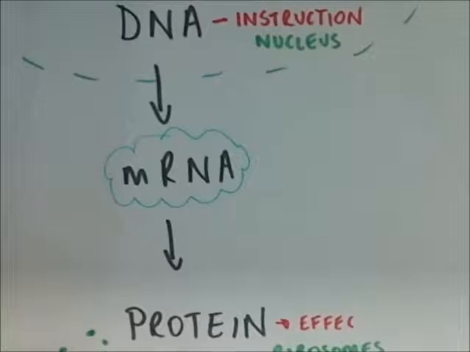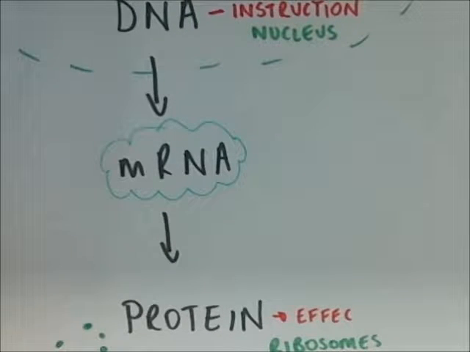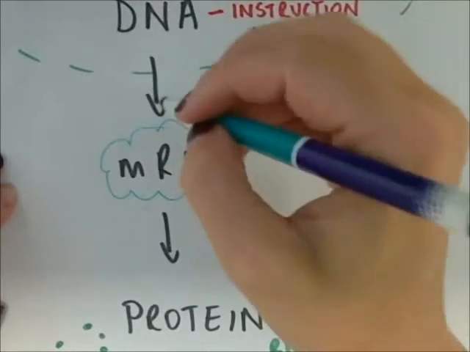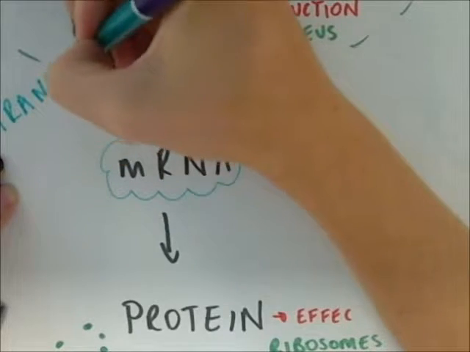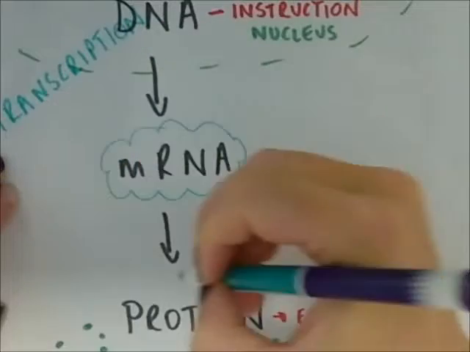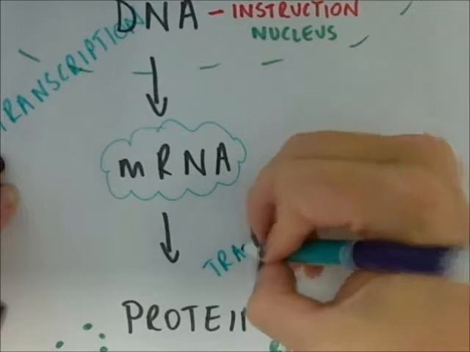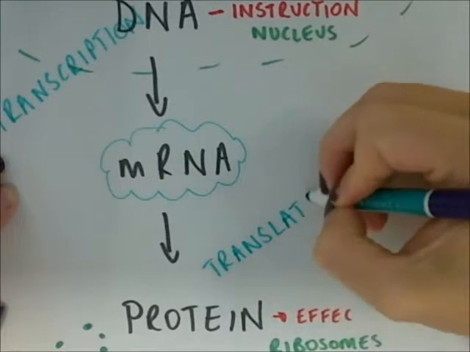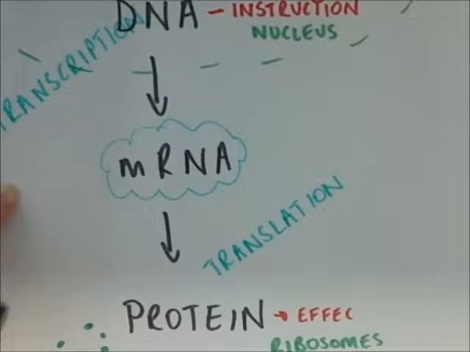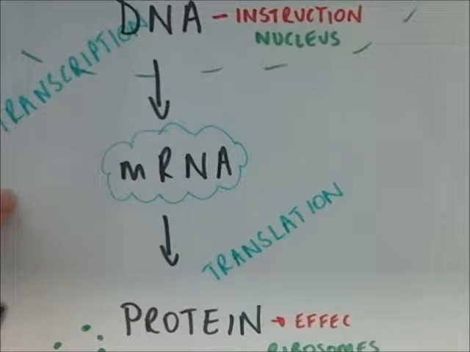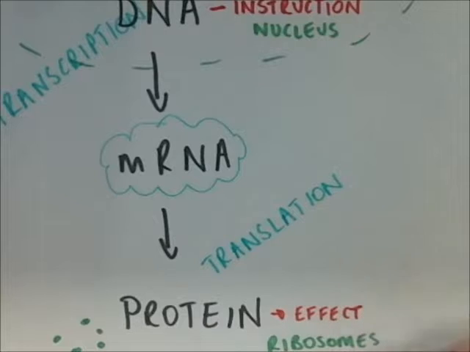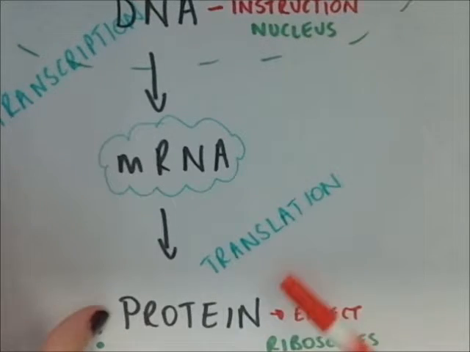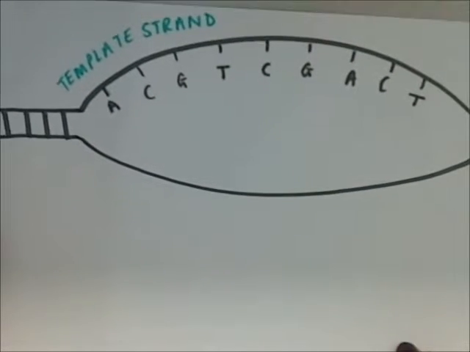So this process has two main phases: the DNA to mRNA, which is called transcription, and the mRNA to protein, which is called translation. So transcription takes place in the nucleus, whereas translation takes place in the cytoplasm. So let's start off by talking about transcription.